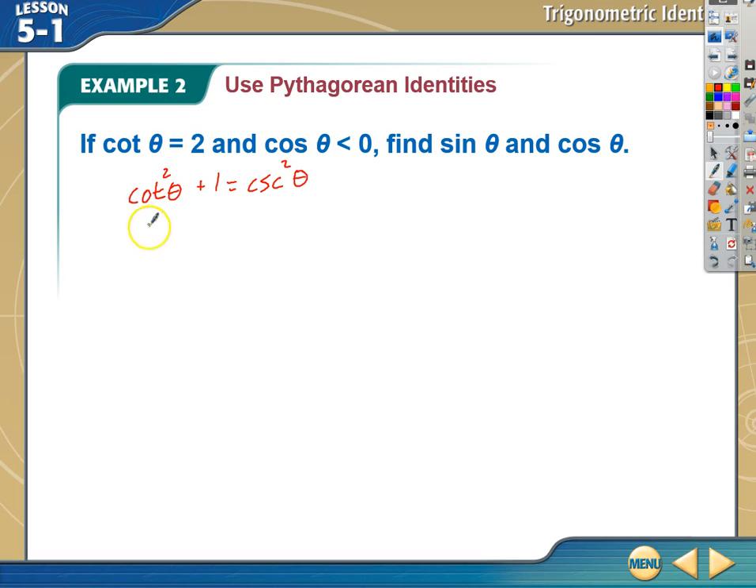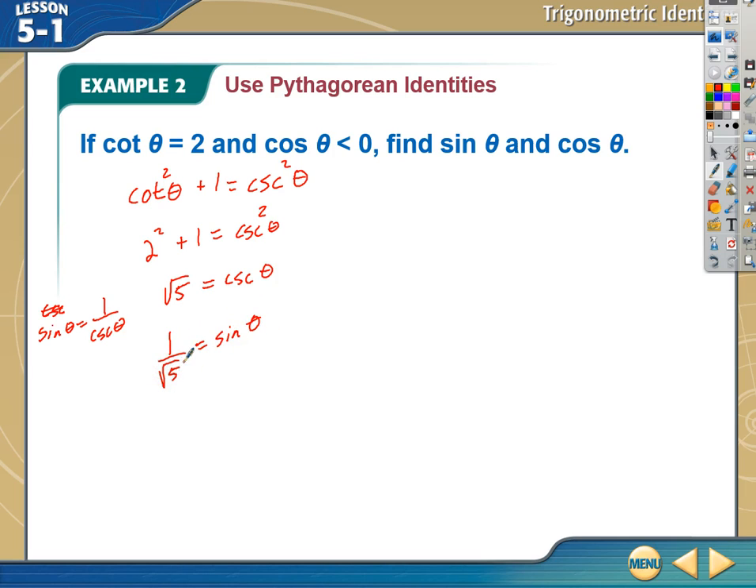And that's what I'm going to do. Well, I know what this here is: 2 squared plus 1 is equal to cosecant theta squared. Well, 2 squared plus 1 is 5, so this becomes the square root of 5, because I take the square root of both sides, is equal to cosecant theta. But again, I don't want cosecant theta, I want sine theta. And I need to know that sine theta is just 1 over cosecant theta. That's from the very top ones. And since I know that, then I know that the reciprocal, or just 1 over the square root of 5, is equal to sine theta.